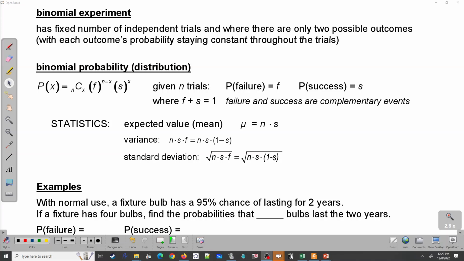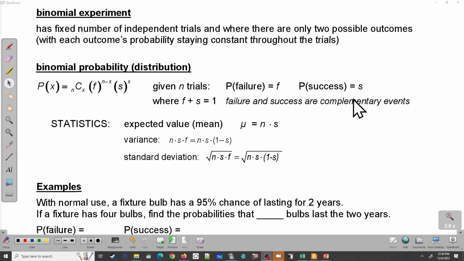For this probability lesson, we are going to focus on what is called a binomial experiment. A binomial experiment has a fixed number of independent trials, and there are only two possible outcomes for each trial. I will usually refer to them as failure, and we'll say that the probability of failure will be the same as F, and also success, and we'll say the probability of success occurring is S.